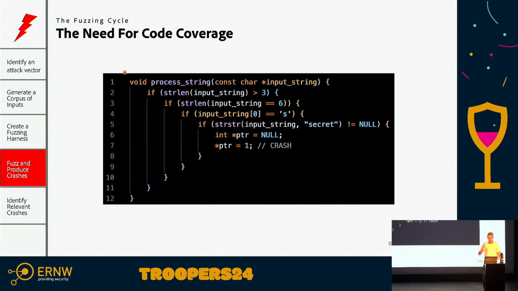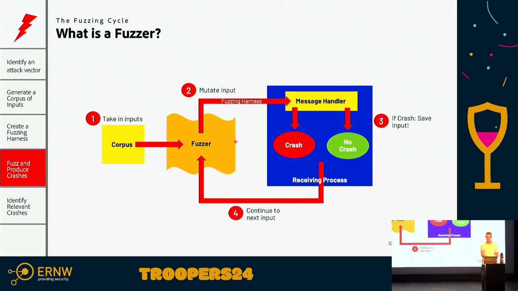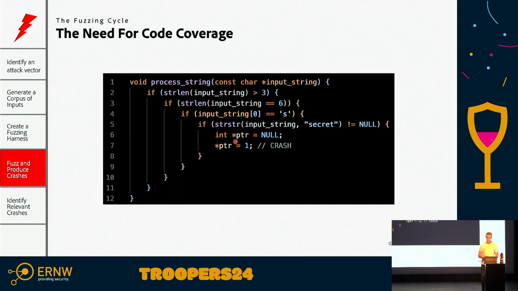But let's talk about a toy example here of why that might not work super well. So we have this process string function. We're taking an input string. There's a couple conditional checks here. The first is, is the input string greater than 3 in length? Is it greater than 6 in length? Does it start with an S? And then, does it contain the string secret? If it does, null pointer dereference and crash. So this would actually be really difficult for the fuzzing setup that we just saw to identify. It's pretty uncommon to be able to brute force, especially longer strings in this way.